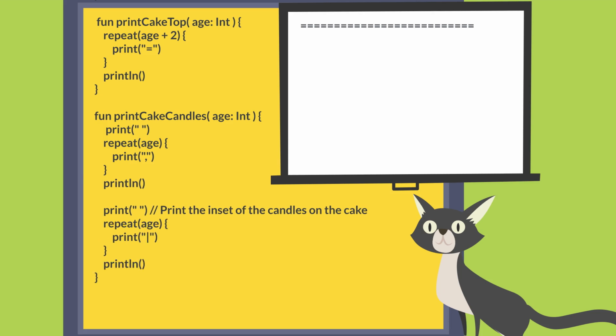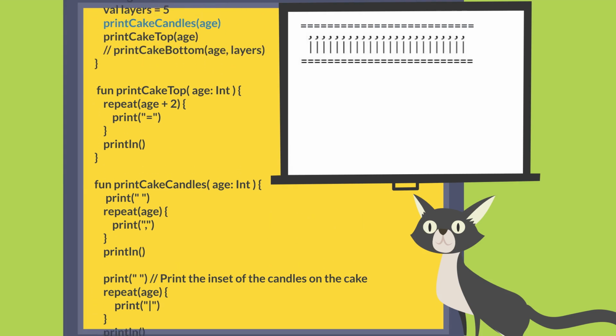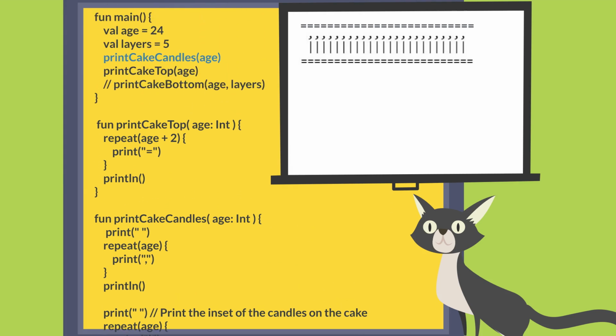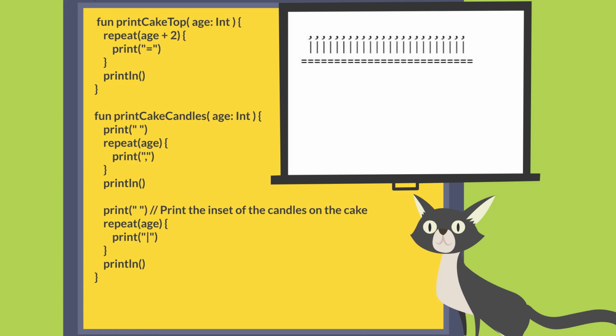5. Repeat the steps of creating the second repeat statement, to use the vertical line to print the body of the candle. 6. In main function, delete the double slash symbol from the beginning of the printCakeCandles code line. 7. Run your code to see the top of the cake and candle.